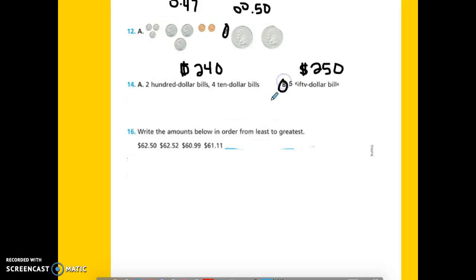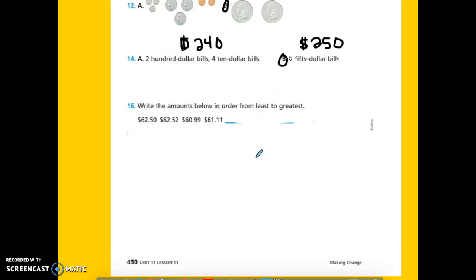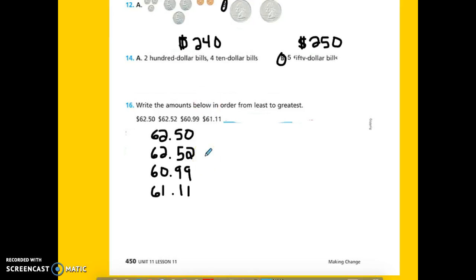All right, our last problem on this page says write the amounts below in order from least to greatest. So just like we've done with our other numbers, the trick is to go ahead and write them all out and line up the decimals. Let me do that for you. All right, so I put them all in a line here for you. But now let's go ahead and figure out which one is, we want the least to the greatest. So we're looking for the smallest numbers.